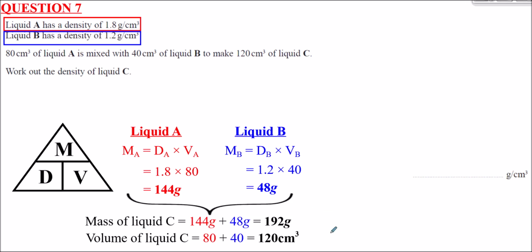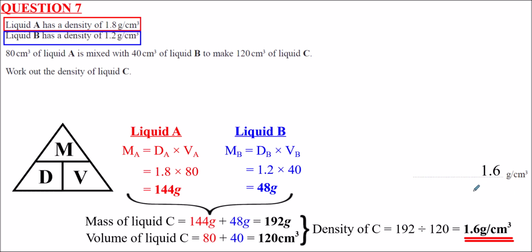Now we can use a formula triangle to work out the density of liquid C. The density of C will be the mass of C divided by the volume of C. So the mass of liquid C is 192, divided by the total volume, which we're told is 120. 192 divided by 120 gives us 1.6 grams per cubic centimetre. So that's what we put on our answer line here, 1.6.